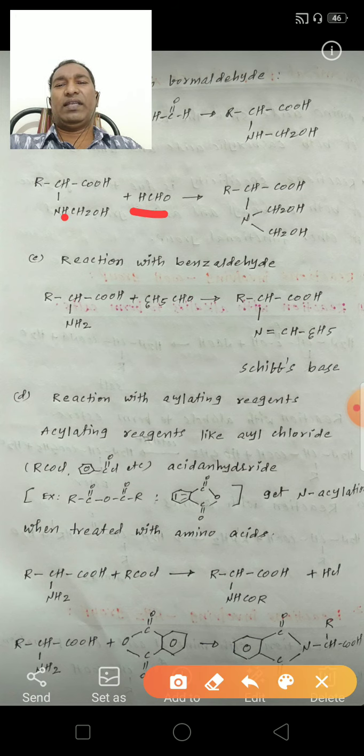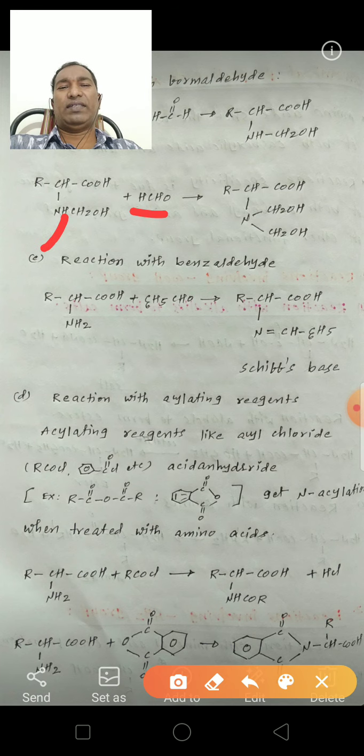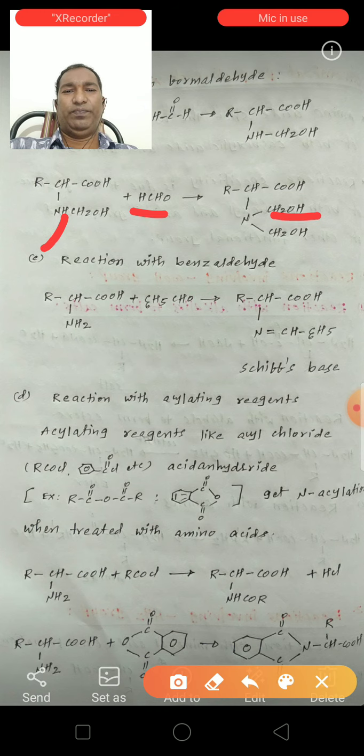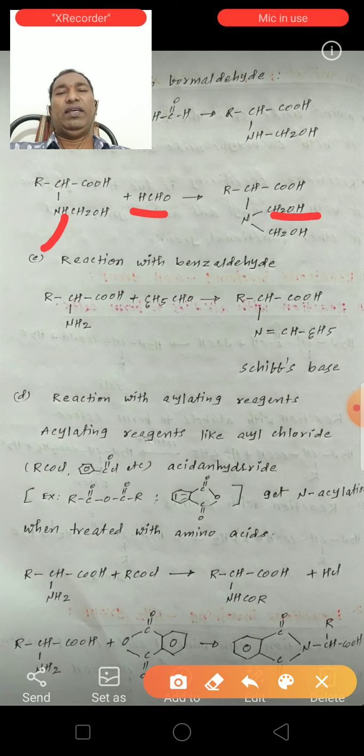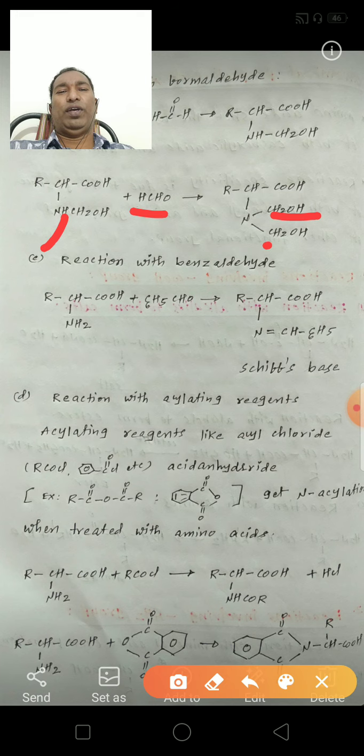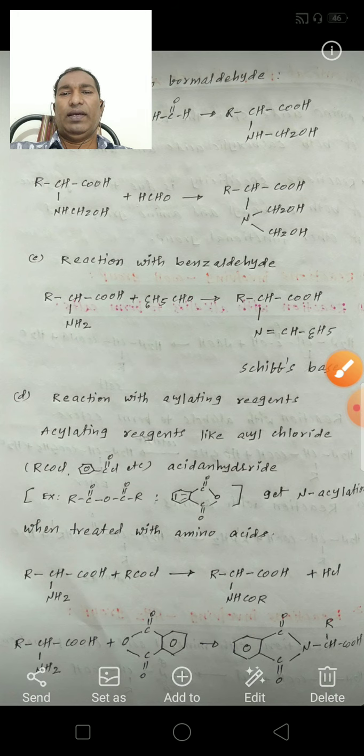So next, this nitrogen hydrogen is involved in this reaction to form another mole of CH2OH. See, this nitrogen reacts with 2 moles of formaldehyde, 2 hydrogens are replaced with the CH2OH groups. This is the product. Next, see reaction with benzaldehyde, same as before.